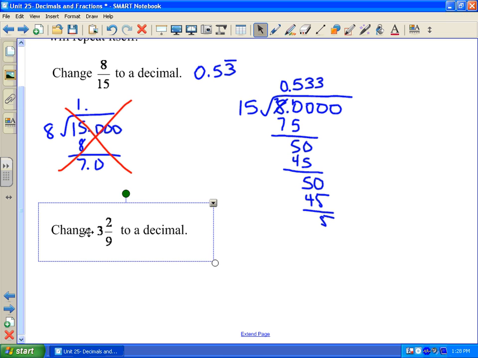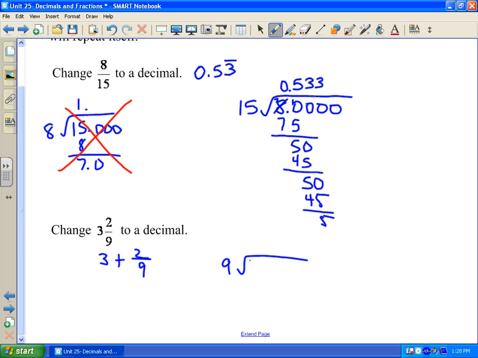Okay? So what happens if I give you something like this, where I say, okay, what about 3 and 2/9? So I give you a mixed number, and I want that as a decimal. Well, I'm just going to worry about the 2/9, because really this is 3 plus 2/9. So let's worry about the 2/9. So again, 9 into 2, decimal, 0, 0, 0, as many zeros as we want. How many times does 9 go into 2? 0 times, right? So how many times does 9 go into 20? Well, it goes in twice, right? Because 2 times 9 is 18.